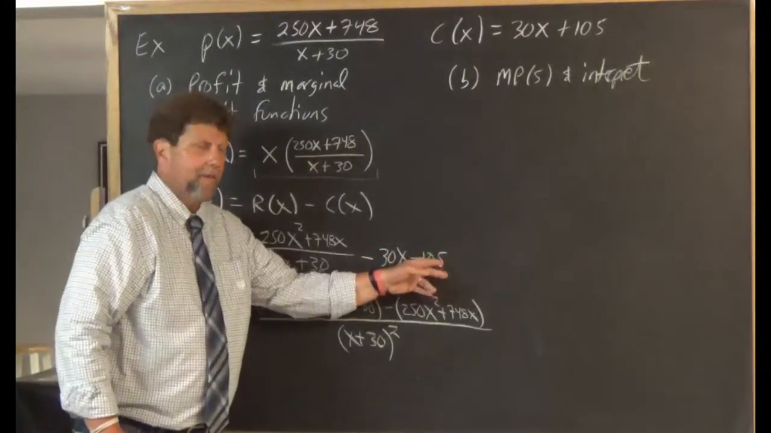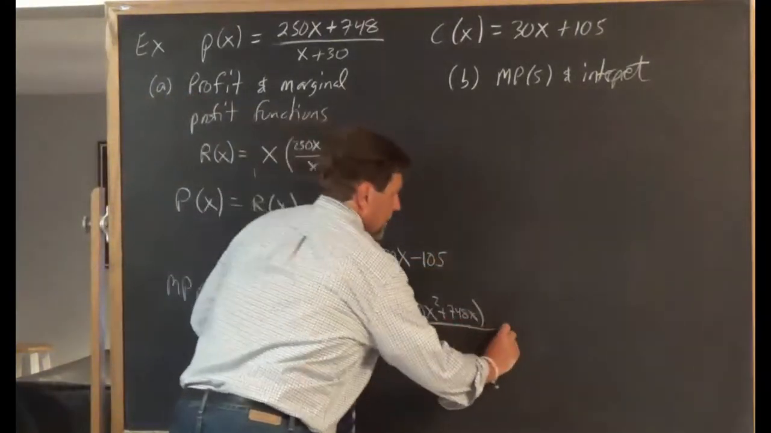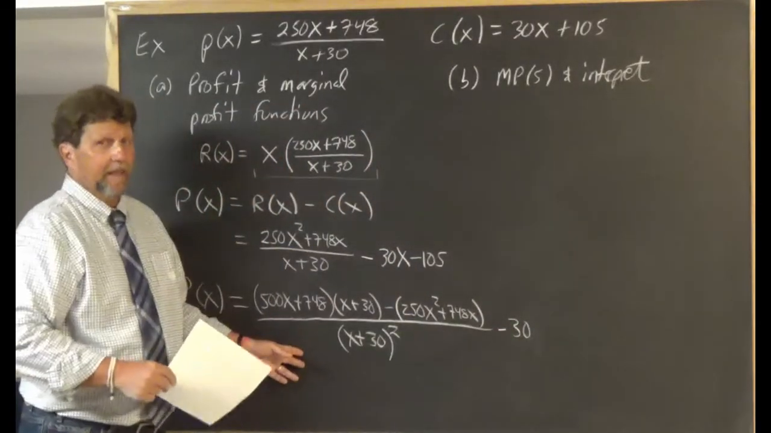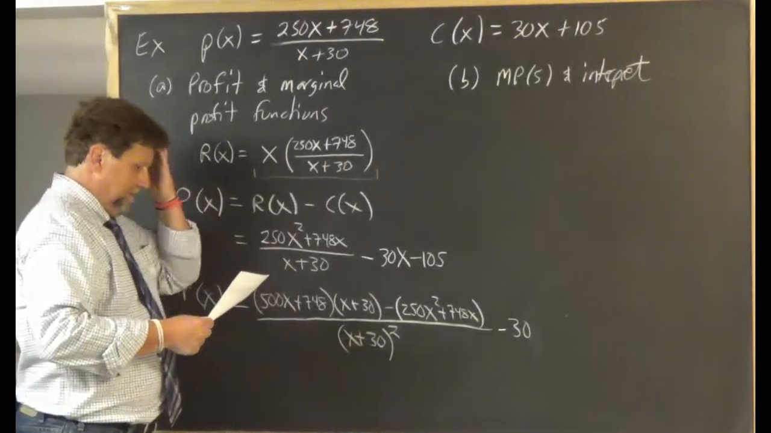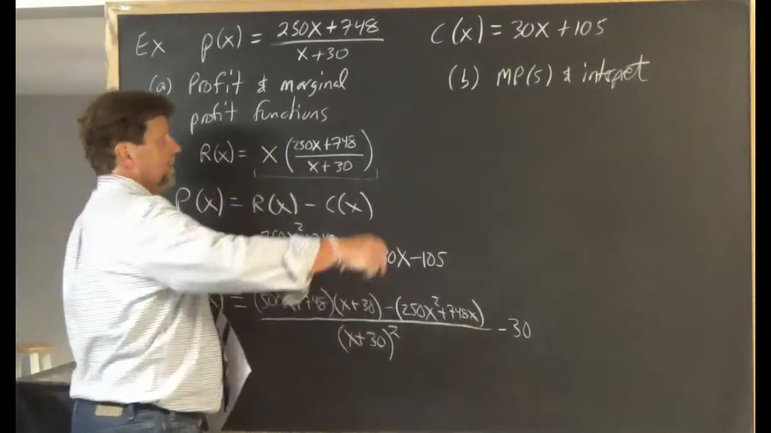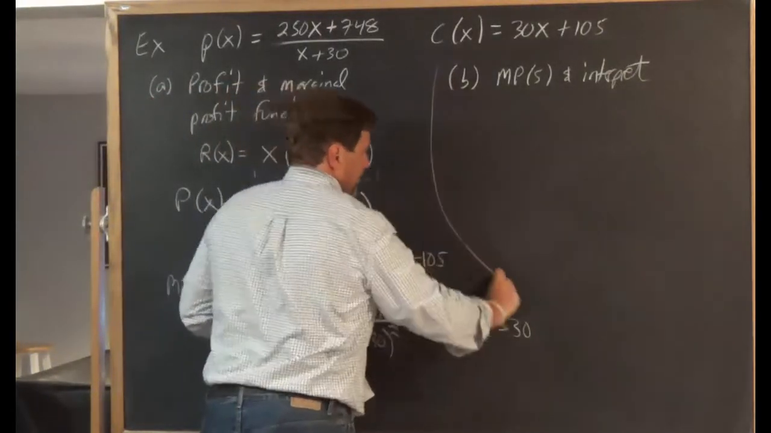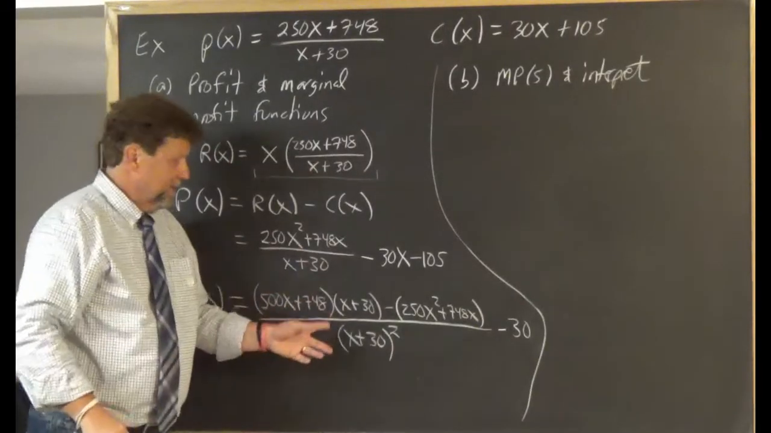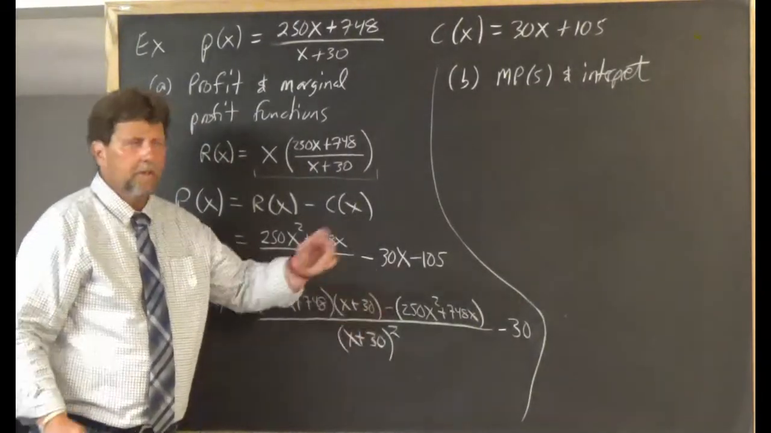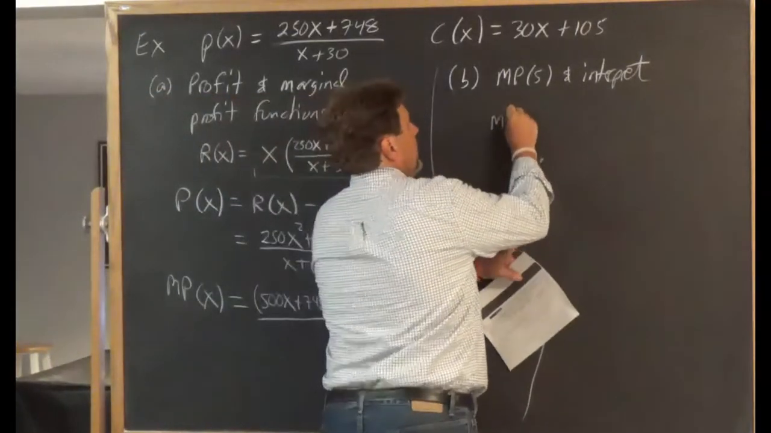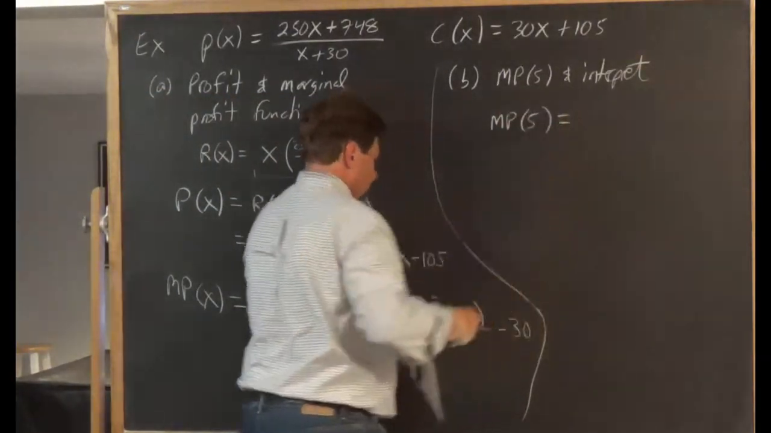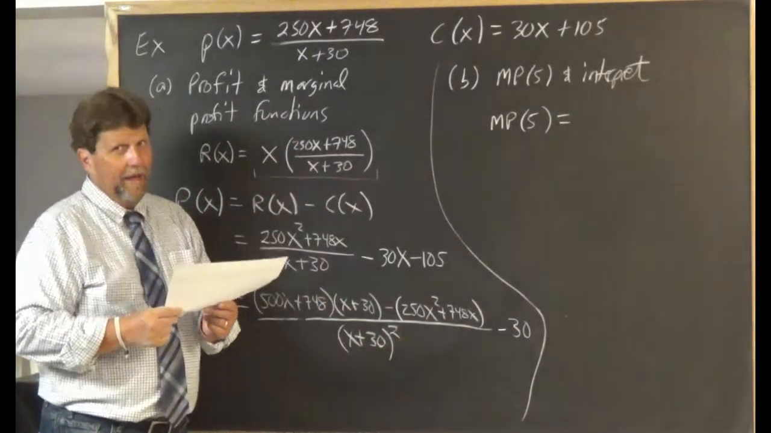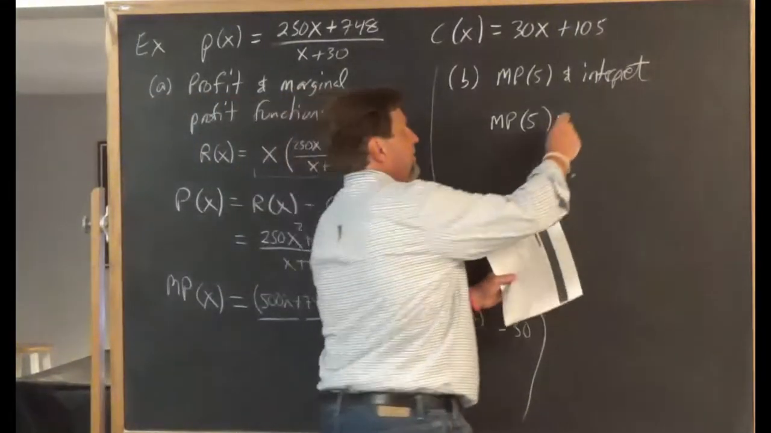We've got to finish off the derivative. Well, that's not too bad. It's just a minus 30. I don't want to simplify that, but that is the marginal profit function. I'm not going to bother simplifying it because in part B I can toss 5 in for the x's in the unsimplified version, no problem. I don't need it simplified to evaluate it. So when I toss 5 in for the x's, and I use my calculator, believe me, I get 55.75.